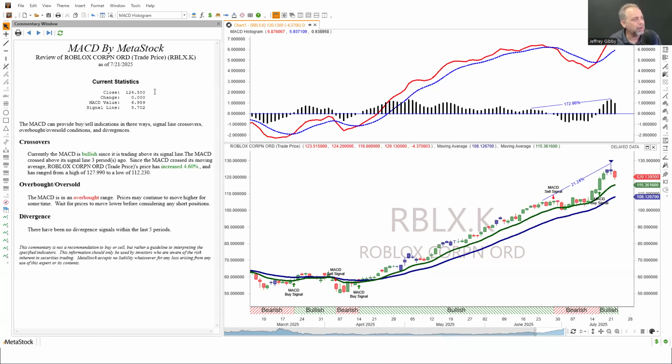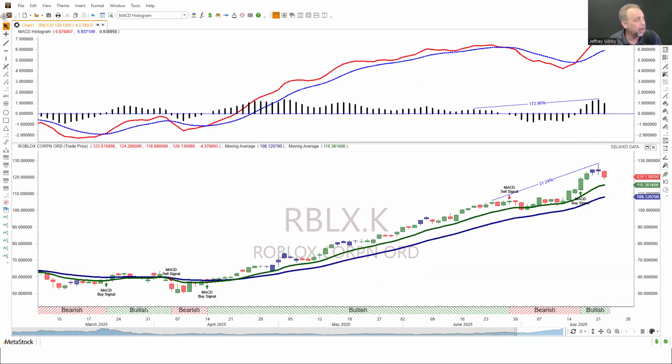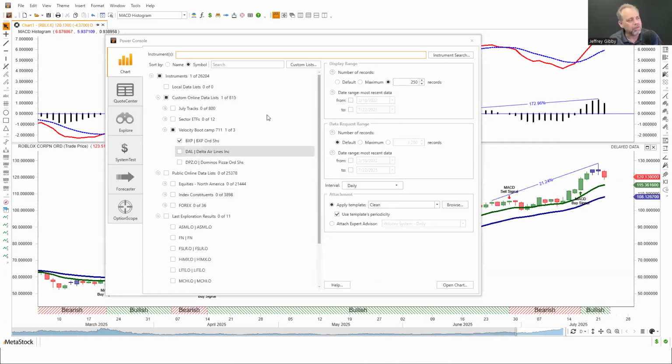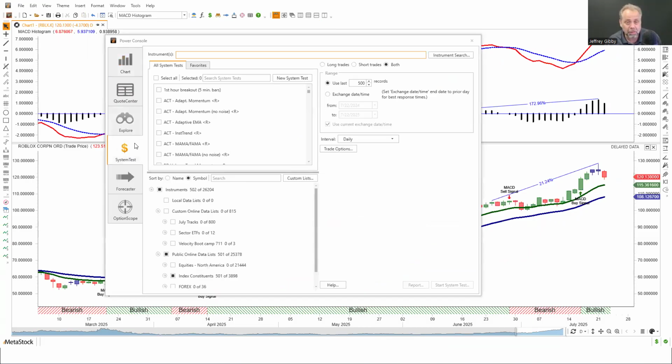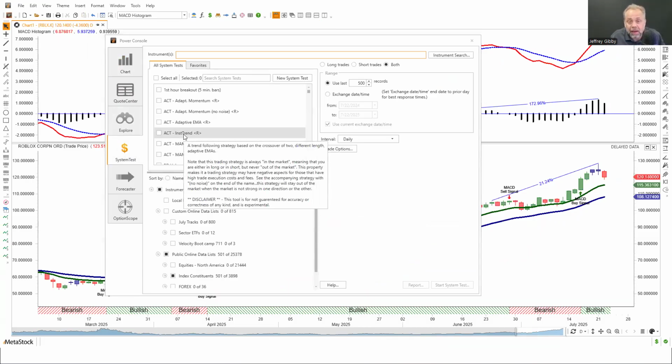So let's go ahead and play with that a little bit. I'm going to open up what we call the Power Console in Metastock. I'm going to go to the System Tester, and we'll put this to the test. We'll test it against some other ideas or methodologies that are put in here.